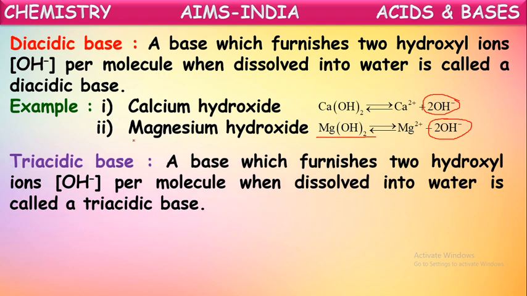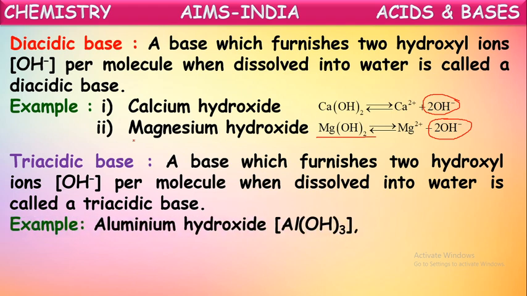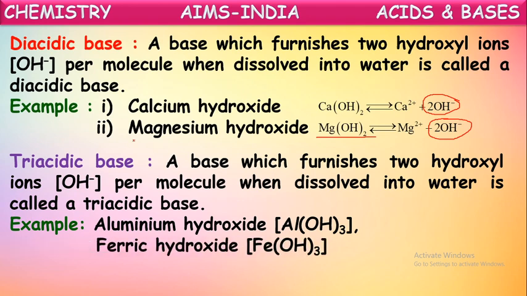Next, triacidic bases. The bases which furnish three hydroxyl ions per molecule when dissolved into water are called triacidic bases. The bases which produce 3 OH minus ions per molecule are called triacidic bases. For example, aluminum hydroxide, Al(OH)3. When you dissolve this aluminum hydroxide into water, it produces 3 OH minus ions and an Al plus 3 ion. Even ferric hydroxide works in the same way. It produces 3 hydroxyl ions when dissolved into water. So these bases are called triacidic bases.